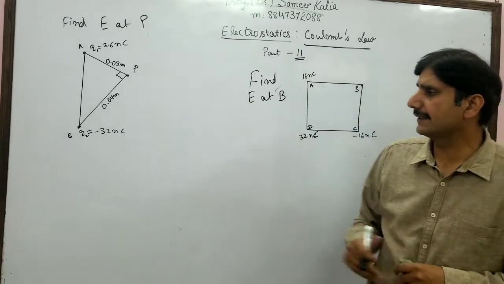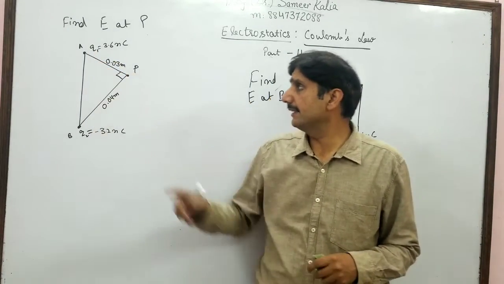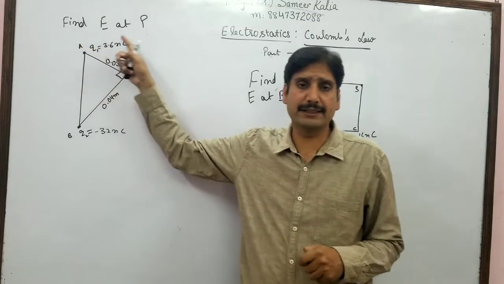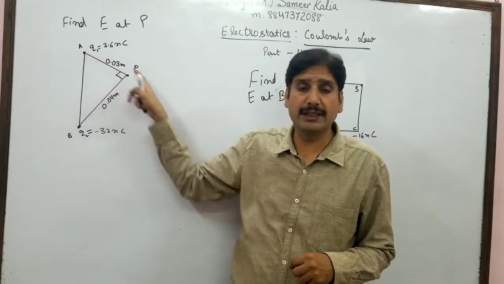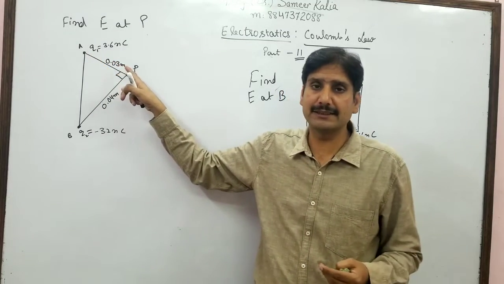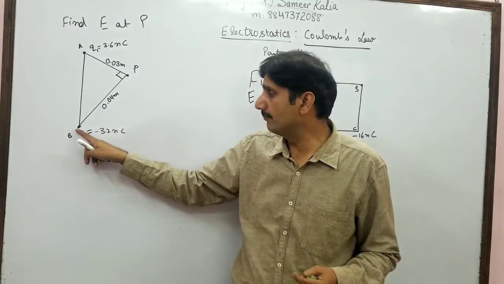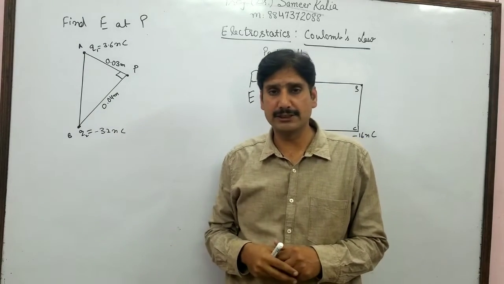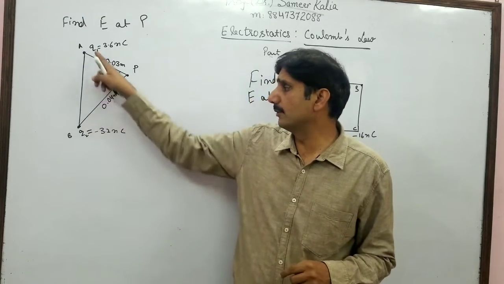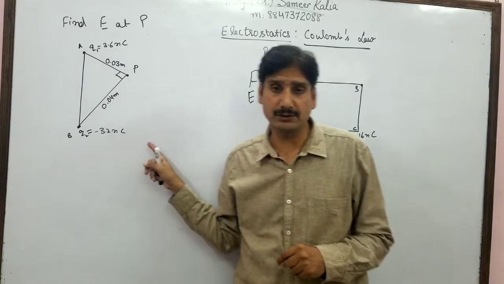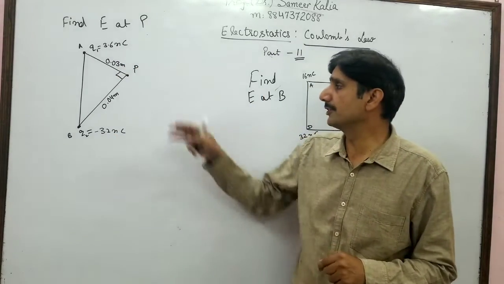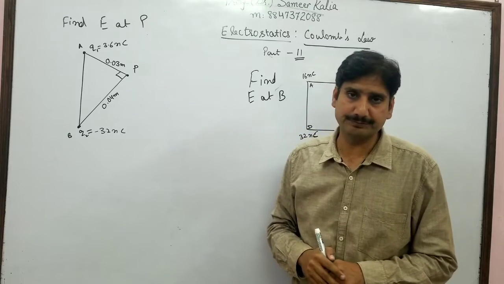In this case, there are just two charges A and B, and the question says find electric field at point P. The distance of point P from A is given to be 3 centimeters, that is 0.03 meters. From B, the point P is at 0.04 meters. Charges Q1 and Q2 are 3.6 nanocoulomb and minus 3.2 nanocoulomb respectively. You wish to find out electric field at point P.